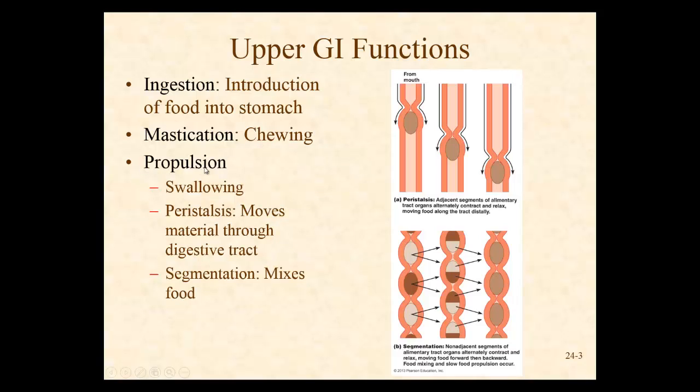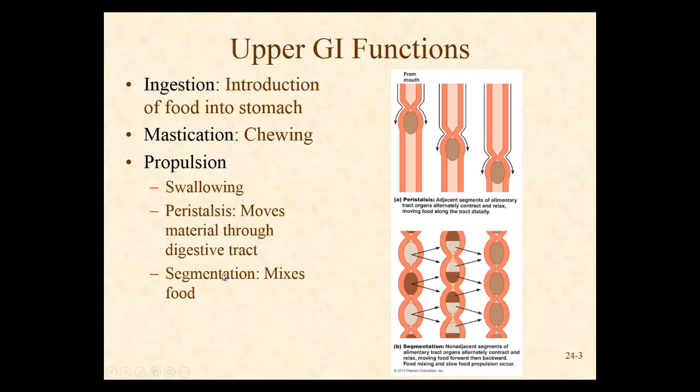And then propulsion. How that food moves through the digestive tract occurs in a couple of different ways. The first one is swallowing. Swallowing is when we take our tongue and push the food to the back of the pharynx, and then smooth muscle contractions will take it toward the esophagus. Peristalsis refers to those wave-like movements that move food through the digestive tract. So it's waves of smooth muscle contraction from behind the food, pushing it down, and it gets further and further down the tract through these smooth muscle contractions.